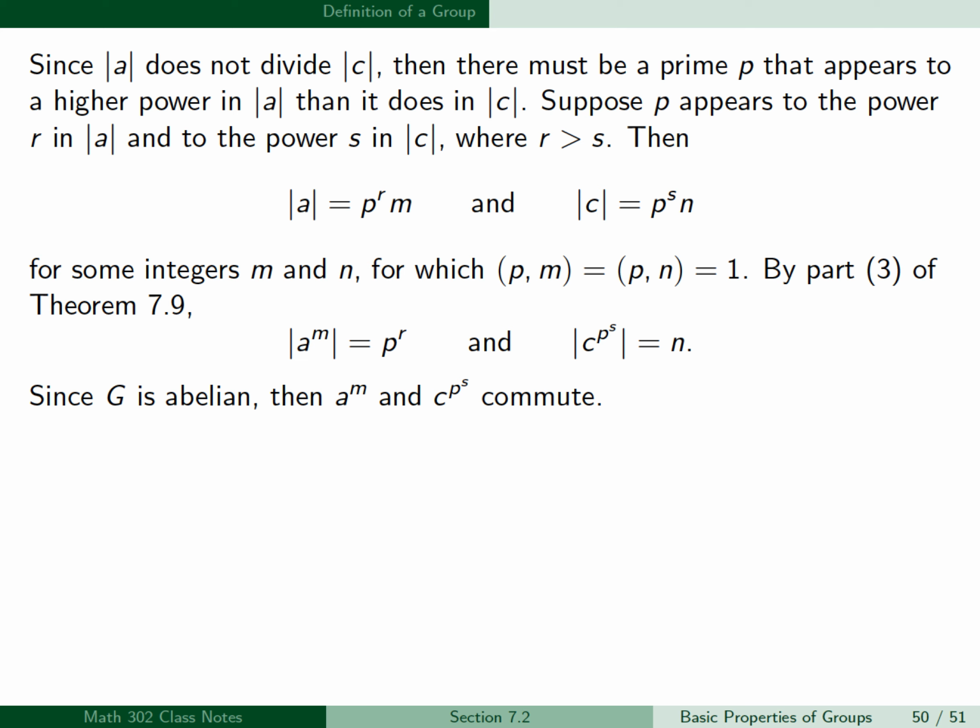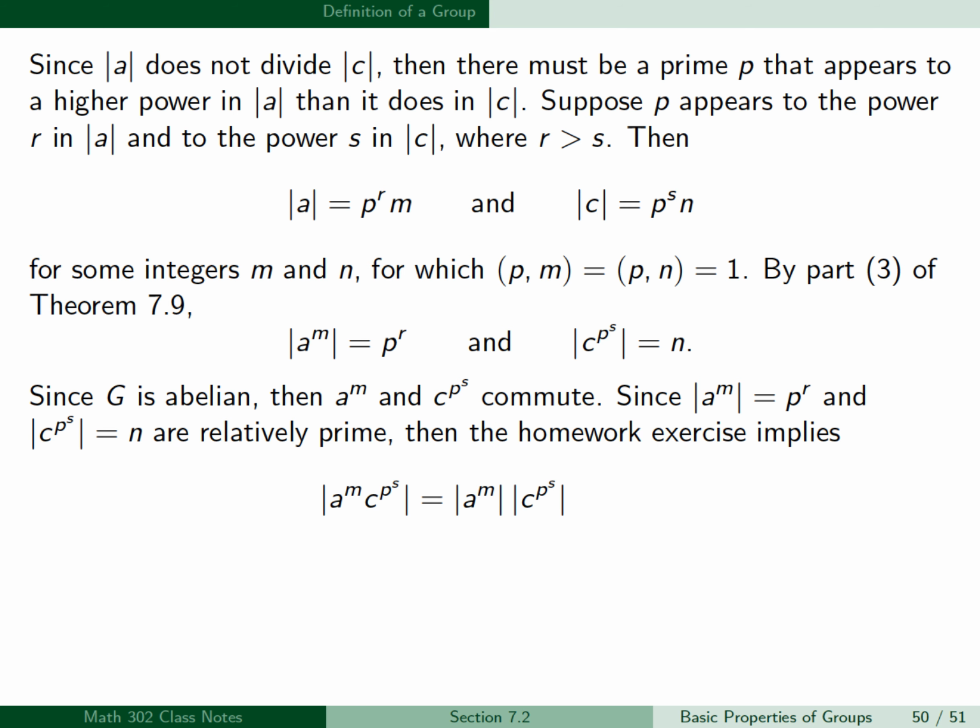Now since G is abelian, A to the M and C to the P to the S commute. And since the order of A to the M, which is P to the R, and the order of C to the P to the S, which is N, are relatively prime, then the homework exercise implies that the order of A to the M times C to the P to the S will be the product of the two orders, which is equal to P to the R times N.